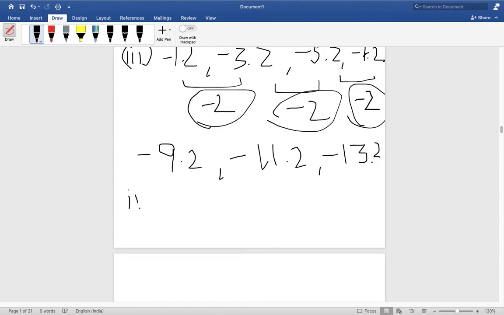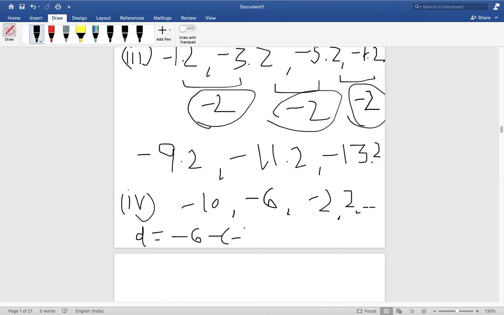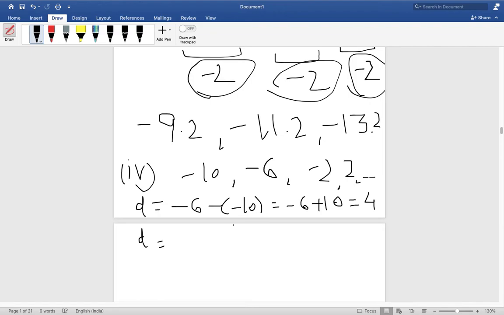Okay, next, fourth part: minus 10, minus 6, minus 2, 2, dot dot dot. This might look tricky because negative is turning to positive. So let's look at the common difference. Minus 6, the second term, minus the first term. I'm just doing it in case you're not able to follow. Minus 6 plus 10 is 4. Let us compute the common difference from these two terms: minus 2 minus minus 6, minus 2 plus 6, which is 4.